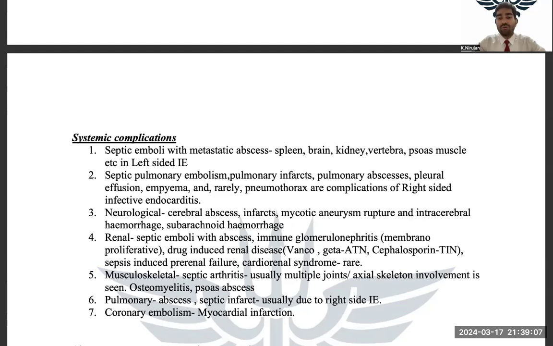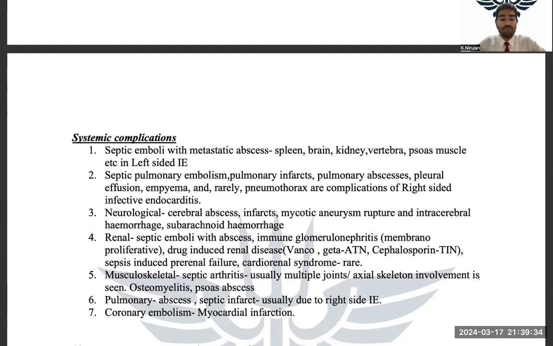The drugs we use, Vanco can cause ATN, Genta can cause ATN, cephalosporins can cause tubulointerstitial nephritis, and sepsis-induced pre-renal failure and cardiorenal syndromes are very rare. So usually renal involvement is due to glomerulonephritis or septic abscesses. And you can get musculoskeletal, as I told you, vertebral osteomyelitis, septic arthritis, psoas sepsis, anything. Usually the axial skeleton and multiple joints are involved when you get septic arthritis due to infective endocarditis.